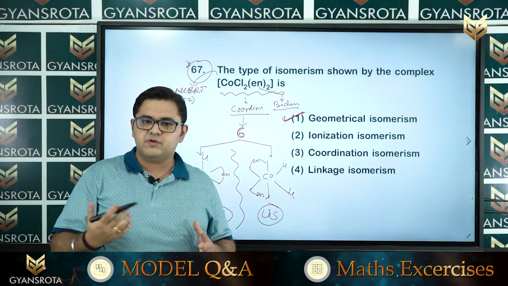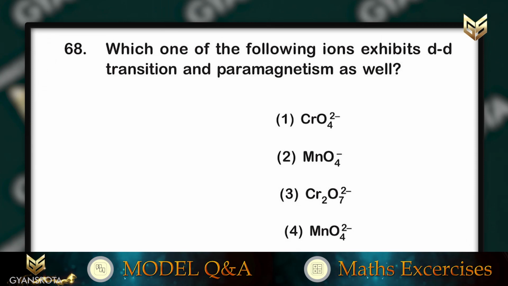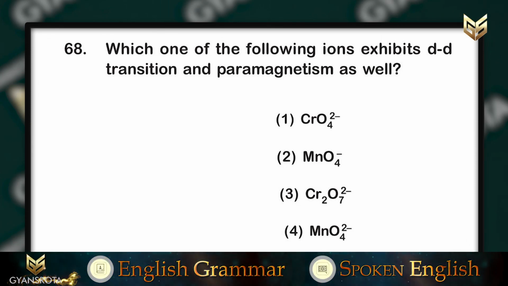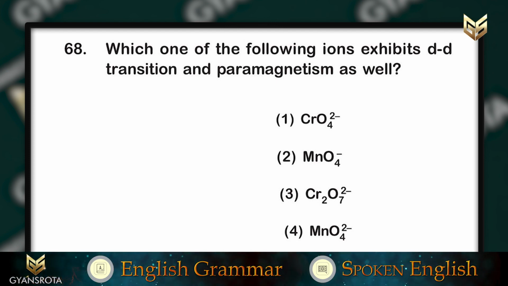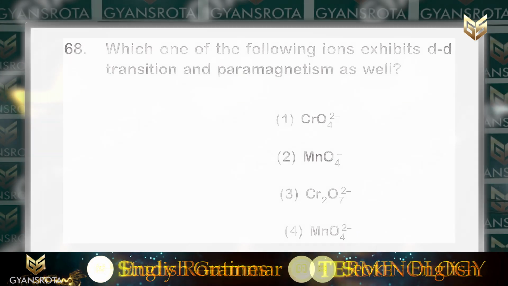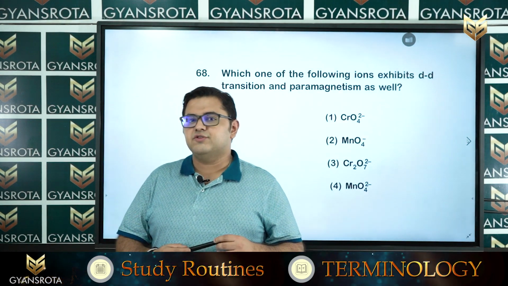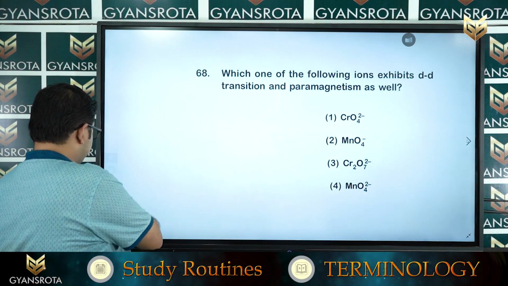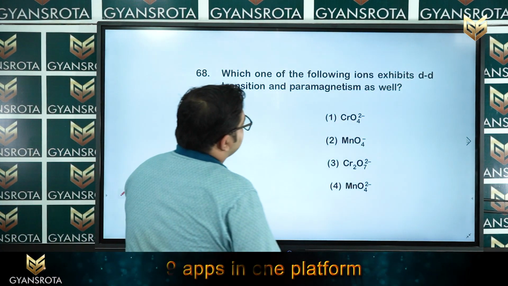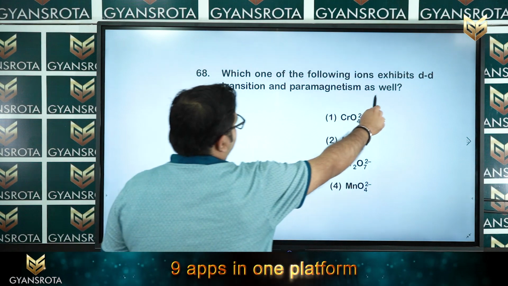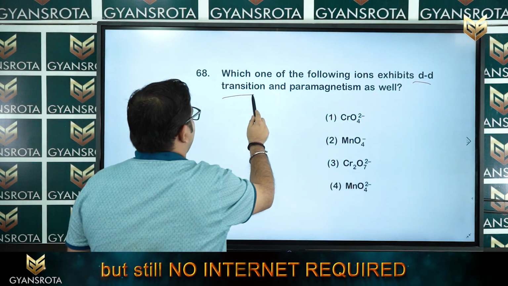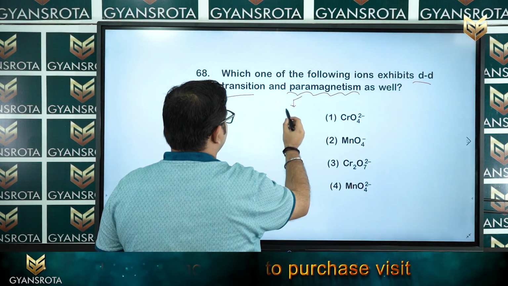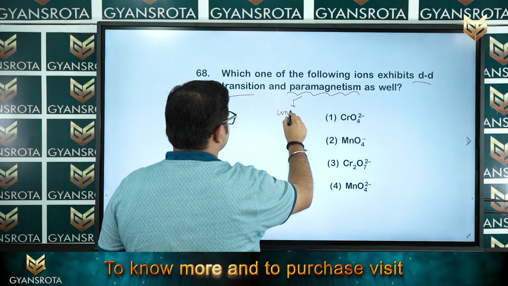Now we are moving to another question, that is question number 68. Question number 68 is on the screen. Which one of the following ions exhibits d-d transition and paramagnetism as well? Now we are moving to the solution part. Which one of the following exhibits d-d transitions and paramagnetism? For paramagnetism we need to find out the unpaired electrons.